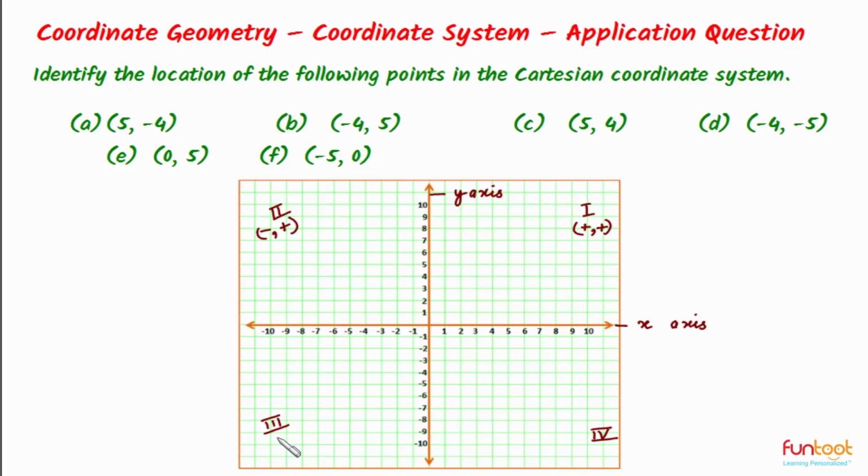In the third quadrant, the x coordinate is negative, and the y coordinate is also negative. In the fourth quadrant, the x coordinate is positive and the y coordinate is negative. To identify the location of the given point, we will look at the signs of the x coordinate and y coordinate and match them and put them in the first, second, third or fourth quadrant.